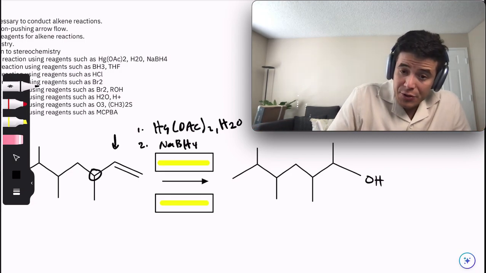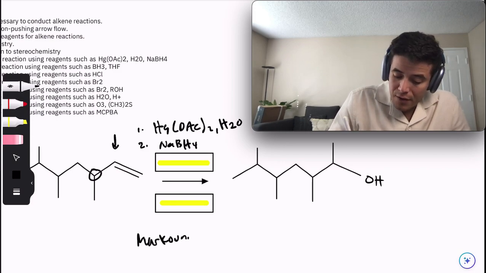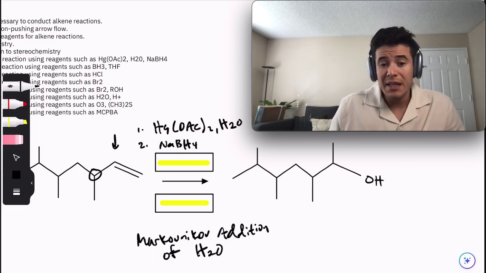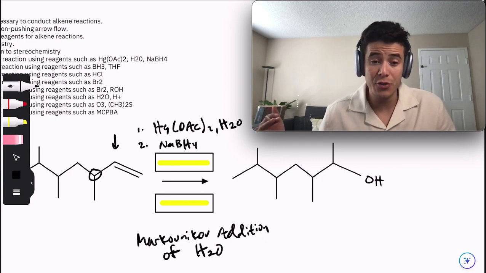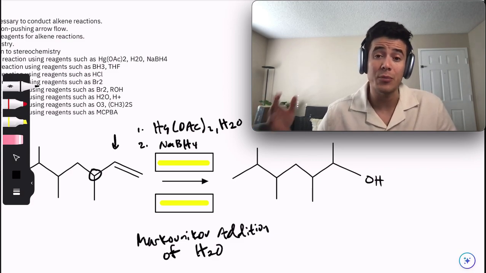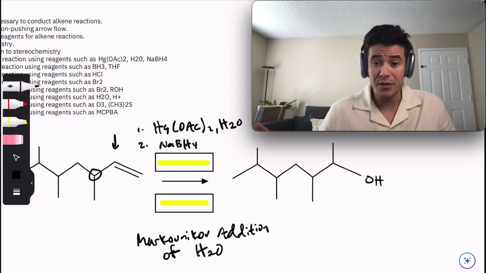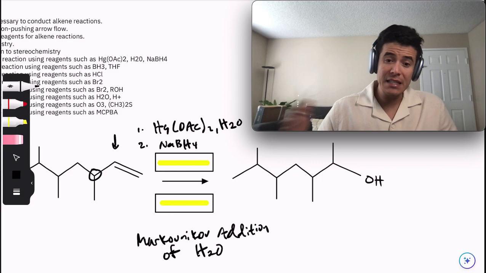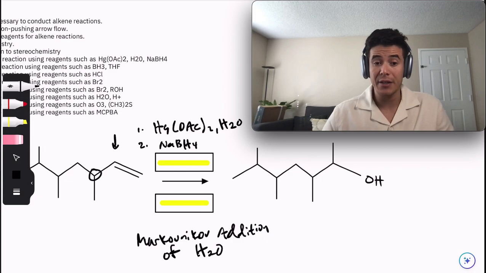So remember, this is going to do a Markovnikov addition of H2O. If you want to do an anti-Markovnikov addition and maybe put that answer in the less substituted or primary spot, then you would have to do something called hydroboration, oxidation. So that's going to be a different video. We can do that in the future. Today's video is just focused on the oxymercuration-demercuration and placing that OH group on the secondary.